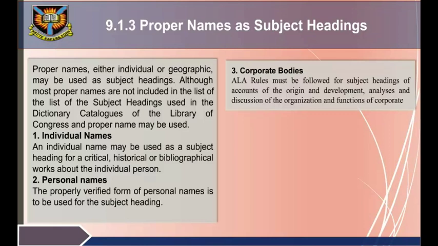1. Individual names. An individual name may be used as a subject heading for critical, historical, or bibliographical works about the individual person. 2. Personal names. The properly verified form of personal names is to be used for the subject heading. 3. Corporate bodies. ALA rules must be followed for subject headings of accounts of the origin and development, analysis and discussion of the organization and functions of corporate bodies.